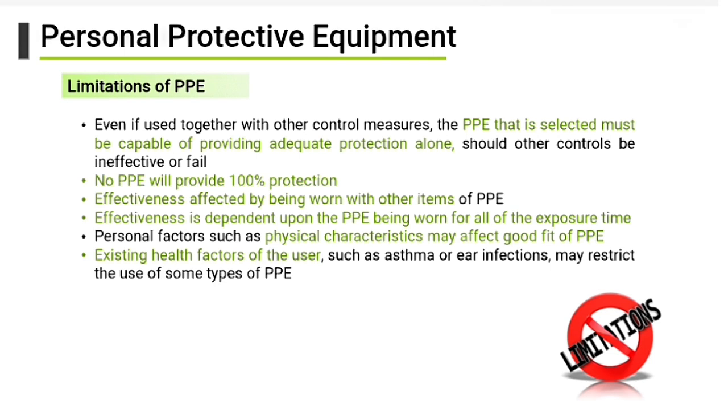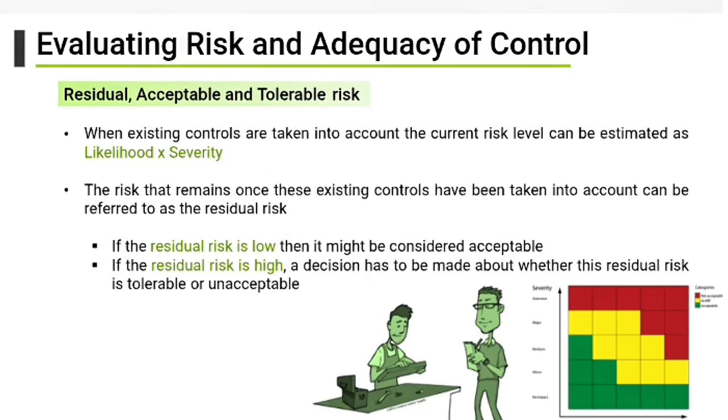Health considerations. Pre-existing health conditions, such as asthma or ear infections, may limit the use of specific types of PPE. It is essential to consider the user's health status when selecting and wearing PPE. Understanding these limitations is critical for using PPE effectively and ensuring the safety of individuals in various work environments. Evaluating risks and the adequacy of controls involves understanding the concepts of residual, acceptable, and tolerable risk.